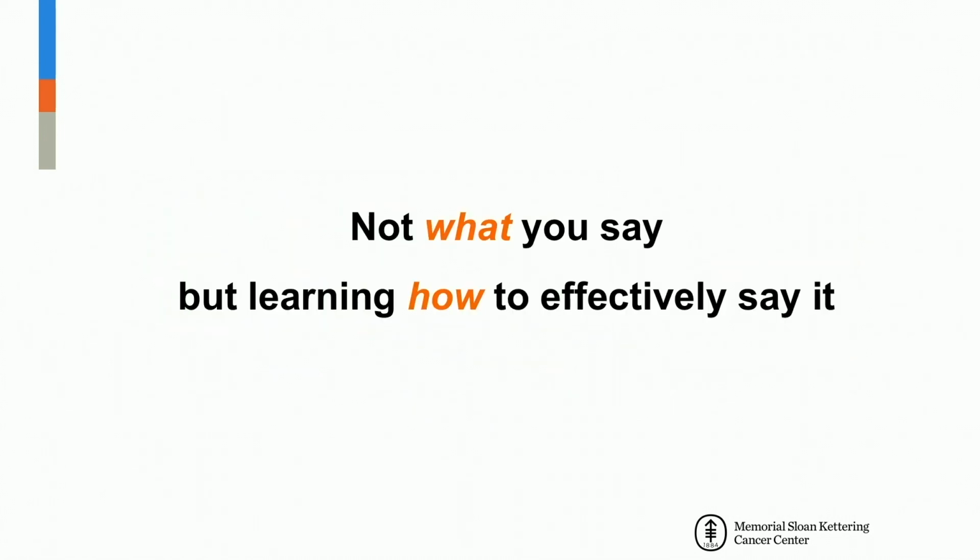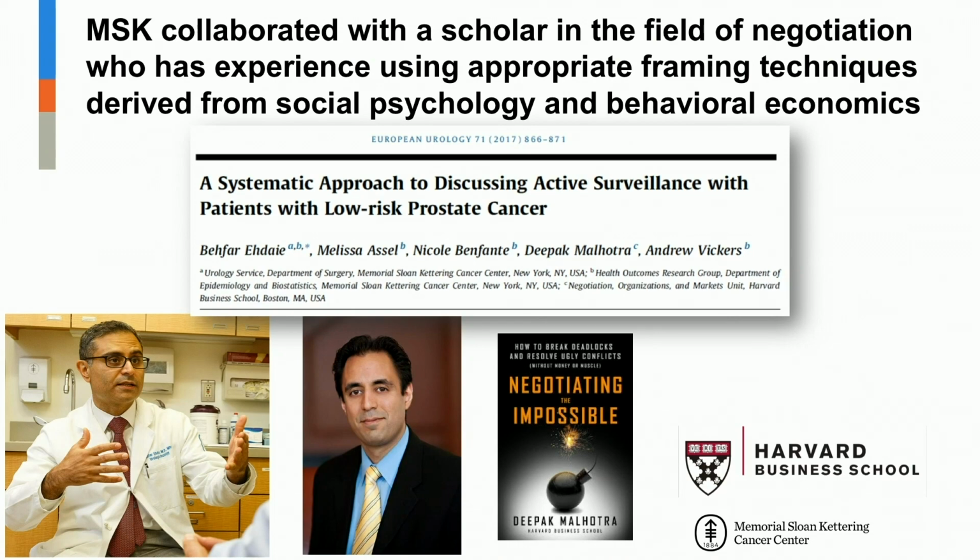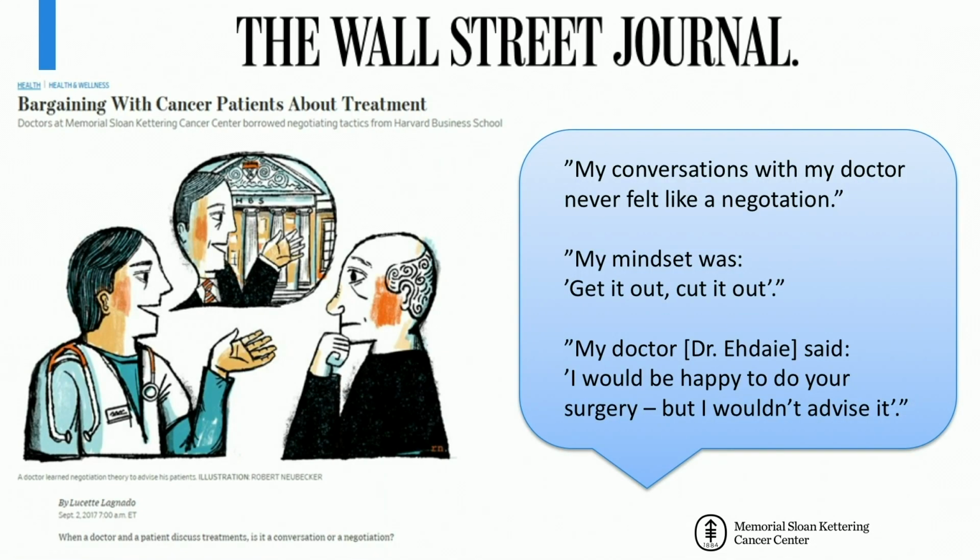Another very interesting aspect is communication. It's not what you say, but learning how to effectively say it. So my colleague Behfar Ehdaie at Memorial Sloan Kettering collaborated with Deepak Malhotra, who's a professor at Harvard Business School in Boston. And Professor Malhotra came to Dr. Ehdaie's clinic, and he sat with him, and he watched him have these conversations with men. And they together developed a systematic approach to discussing active surveillance that uses framing techniques from social psychology and behavioral economics. And this was featured recently in the Wall Street Journal.